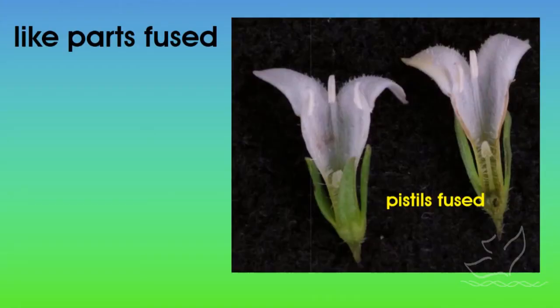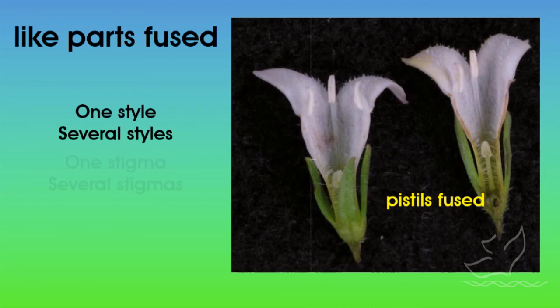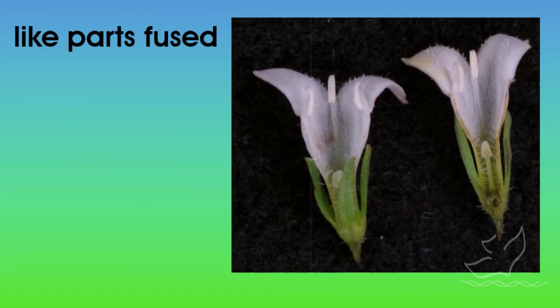You may have one style or several styles and one stigma or several stigmas, and if it's one stigma, it generally has lobes that indicate the number of sections or number of pistils that have been fused together. So there you have like parts fused to like parts.